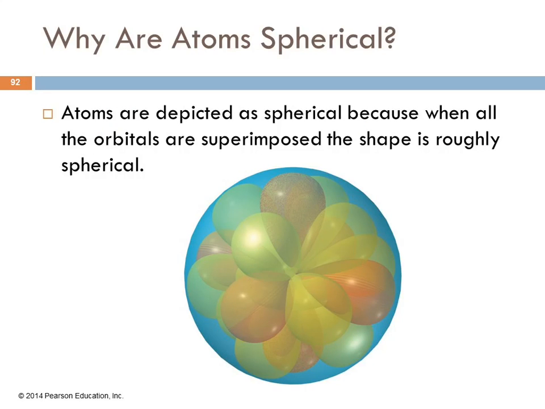So with all these crazy shapes, why are atoms spherical? Well, if you superimpose them all on top of each other, you get something like this. And the more orbitals you include in there, the more smooth the surface would appear. When you put all those orbitals together, the shape is going to be roughly spherical because they are arranged symmetrically around that nucleus.